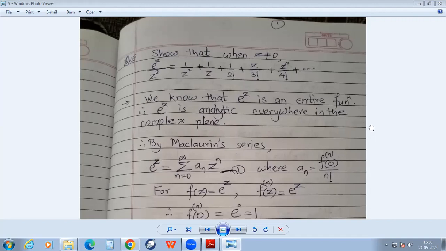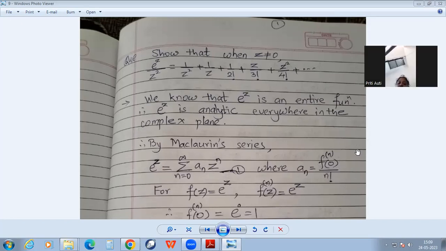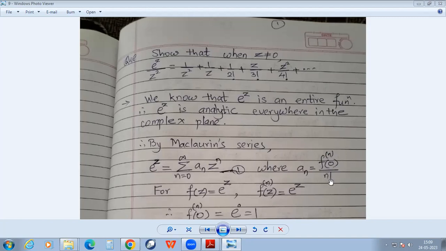Basically, e raised to z is entire. Entire means it is analytic everywhere in the complex plane. So we can expand e raised to z using Maclaurin series. You know what is Maclaurin series? It is summation n running from 0 to infinity a_n times z raised to n. And how to calculate a_n? It means the coefficient of z raised to n. It is the nth derivative of f at 0 upon n factorial.